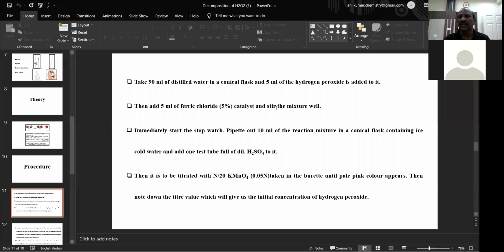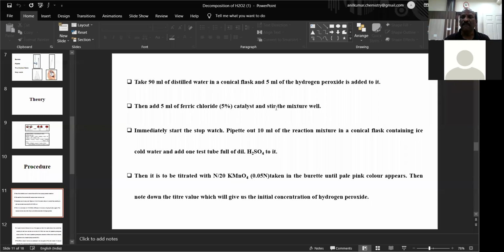This is the first point. You take the KMnO4 in the burette up to the mark, there should not be any air bubble in the nozzle of the burette, and then clamp it to the burette stand. That one is over. Second point, you take another conical flask, the 250 ml conical flask.